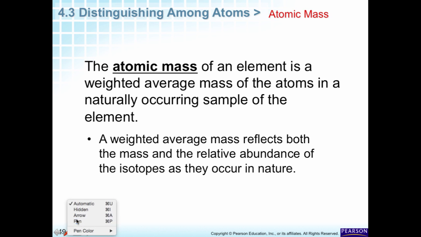Weighted average means that it's not simply adding them all up and dividing by the total number. You have to take the percentage of each amount. Okay? So it's a weighted average mass of the atoms in a naturally occurring sample of the element. A weighted average mass reflects both the mass and the relative abundance of the isotopes as they occur in nature. So an average would be the mass itself, but it's also taking into account that they have different relative abundances.